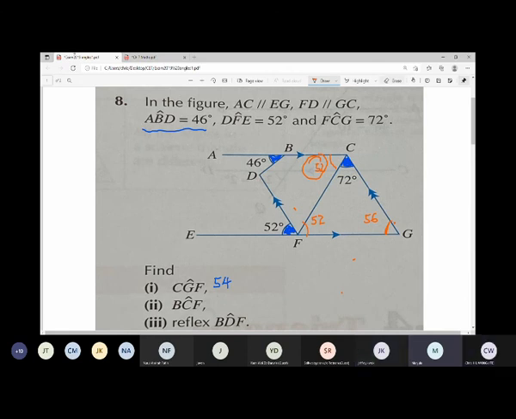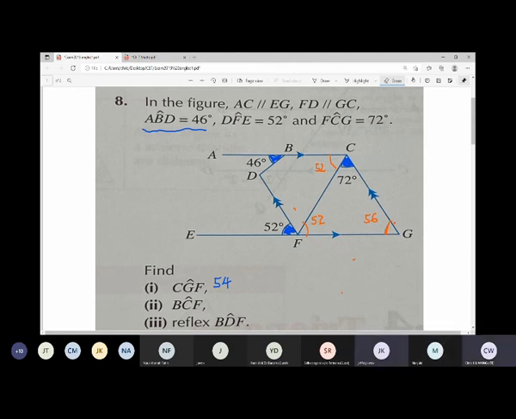It is called corresponding angles. Wait, listen to me. Sir, sorry. The 52 is given. DFE, it's given. Given to us. There on top, in the figure is the E. AC equal to E. The angle is given.